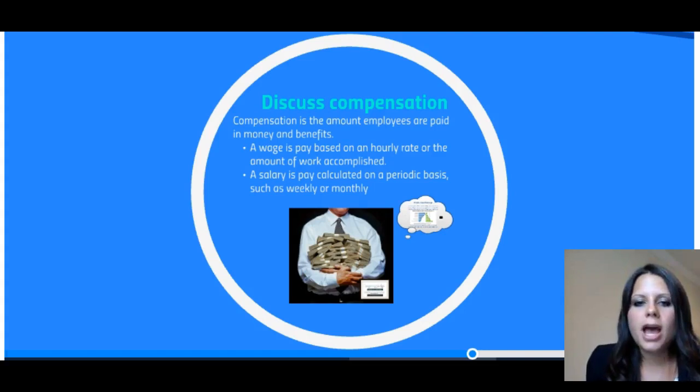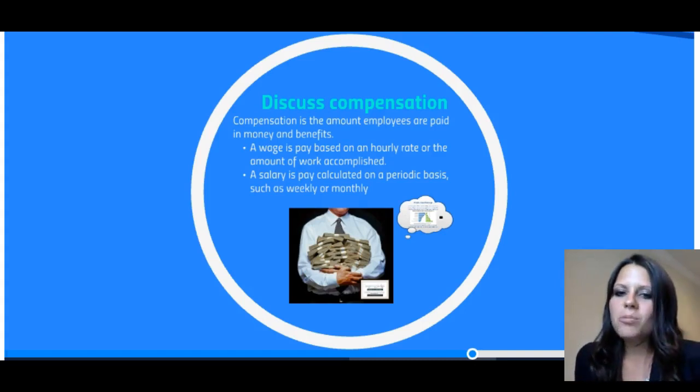Now there's 2 types of actual pay. One is what's known as a wage, which is an hourly rate based on the amount of work accomplished. Now, you can also just be paid on the amount of work accomplished. If you get 50 reports in, you get $50 kind of a thing. But generally, you'll find in a lot of entry-level jobs that you'll receive hourly pay in a wage. A salary is pay calculated on a periodic basis. So you might have a weekly or monthly salary, and this is something that's going to stay the same no matter how many hours you're working.